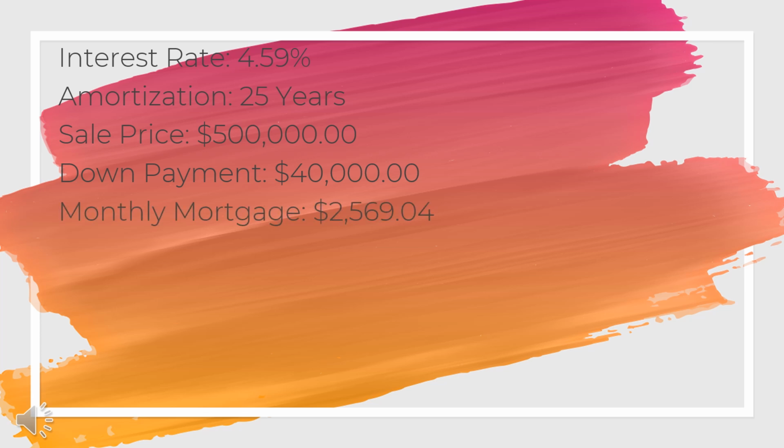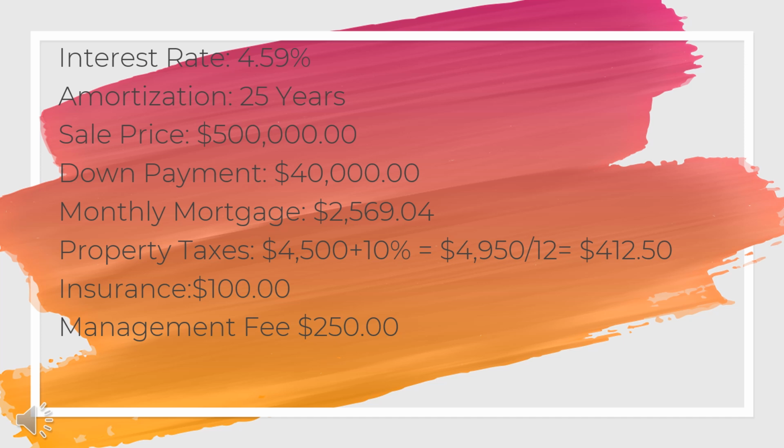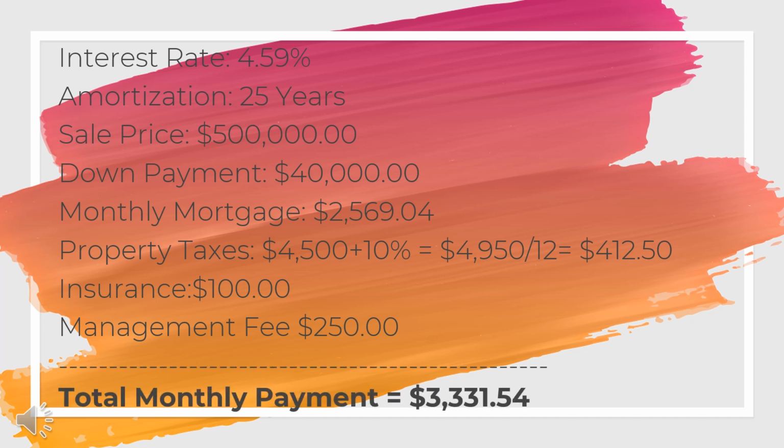$2,569.04. And as for the property taxes, it's $4,500. We always add 10% for the 3-year contract because it will average out around 3%, 3.3% appreciation. So $4,950 divided by 12 months, it will be $412.50 per month. Let's take insurance as $100 a month, and the management fee of $50. So the total monthly payment will be $3,331.54.